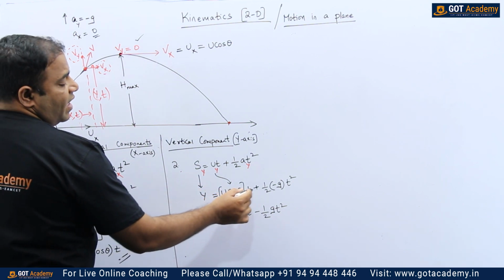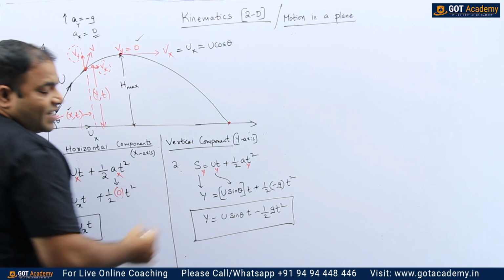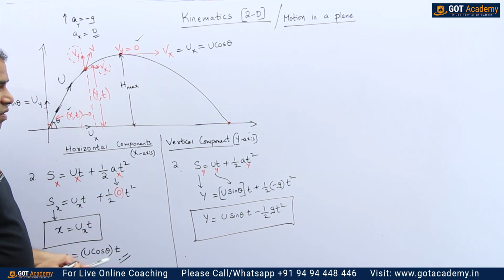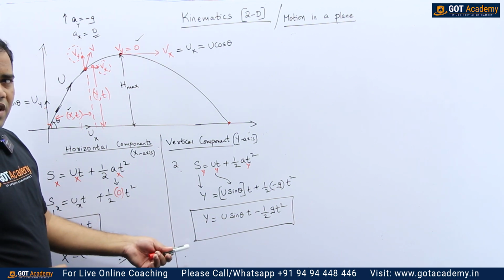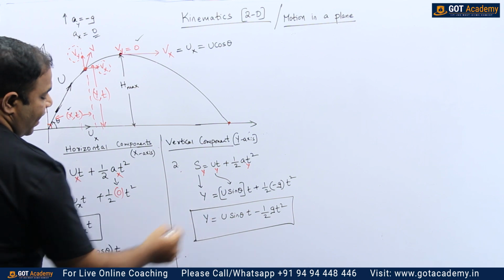So u sin theta into t, I got it. So I have done like this. This is the equation which tells us that this is parabolic motion, or you can say the equation for a projectile motion. A little bit of simplification is needed here. I'll do it.